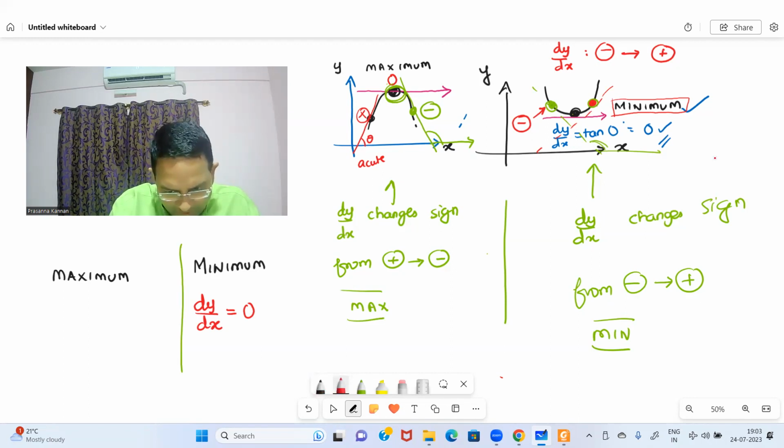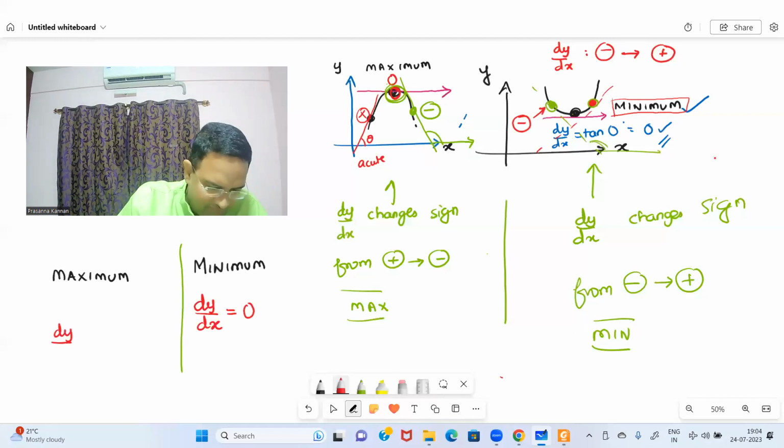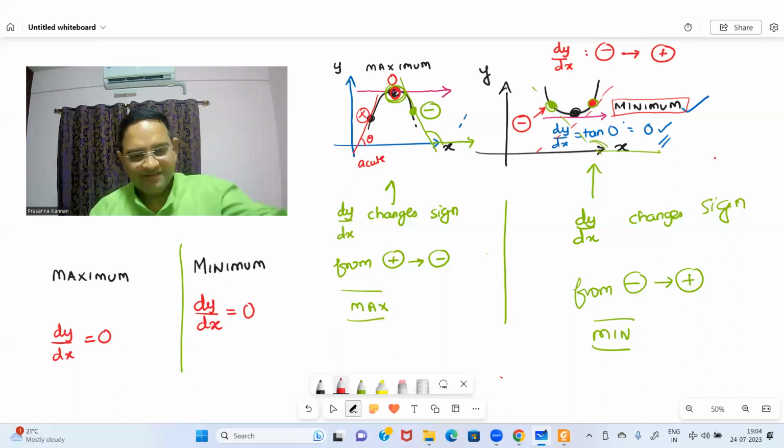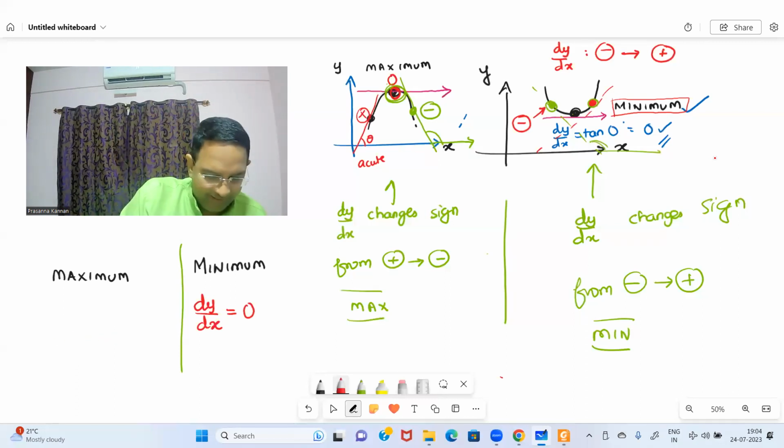At that point where it is reaching maximum, what is the first condition there? Should be 0. What should be 0? dy by dx. Excellent. So the first condition is the same for both of them. Okay. Yes or no? Yes. Now I'm interested in the second condition.